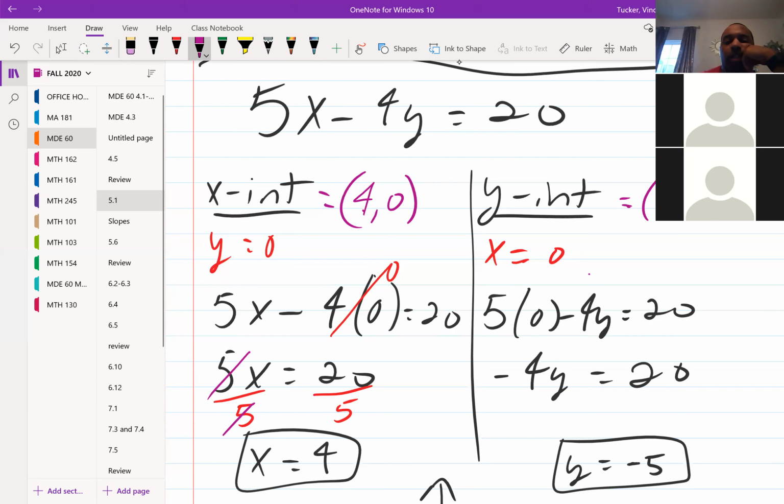All right, then the next one, plug in 0 for x. 5 times 0 cancels. Then make sure you don't lose this negative right here. That's a minus 4y, so when that 5 times 0 cancels, that still leaves you with a negative 4. And divide by negative 4. And y is equal to negative 5. So that'll be (0, -5).